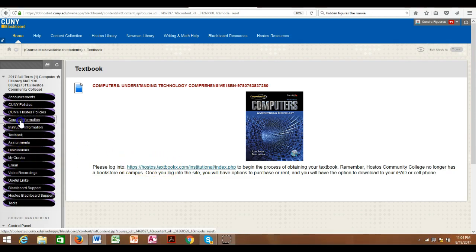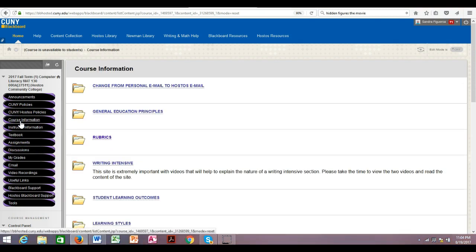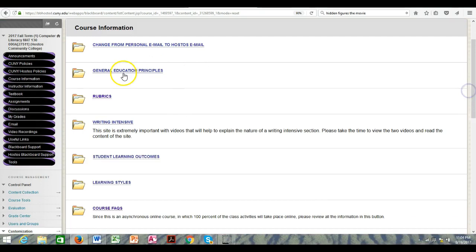All right, so let's take a look at course information, what this course is all about. Make sure that you use your Hostos email. There's a lot of information that's coming through the Hostos email, and we cannot give that information to you unless we have your Hostos email. The Gen Ed principles, make sure you read through all of this, the rubrics. Writing intensive, make sure you read through this, ladies and gentlemen.